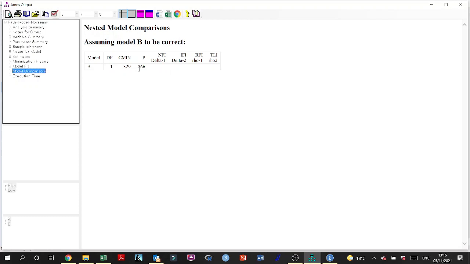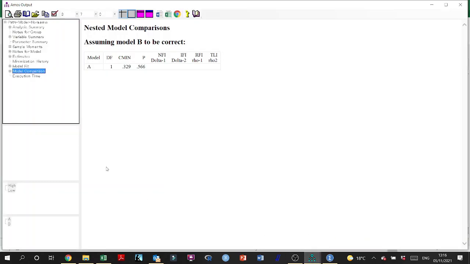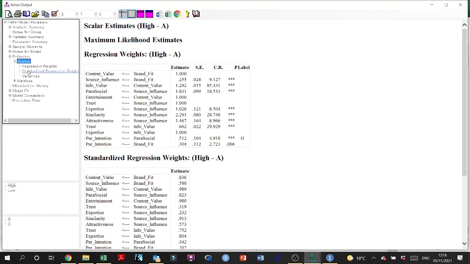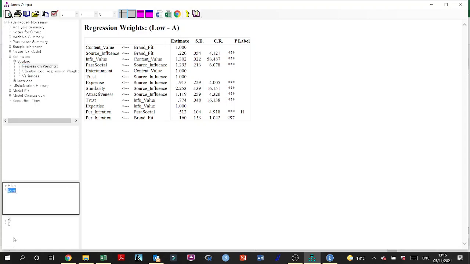First we start with the comparison. 0.566, is that correct? Yeah, it seems like I got it right. But let's just make sure that we don't make any mistakes. Maybe I made a mistake getting the values here. Everything is okay. Yeah, for high, for low.